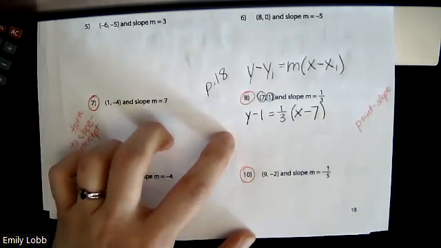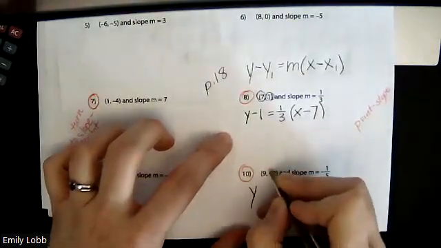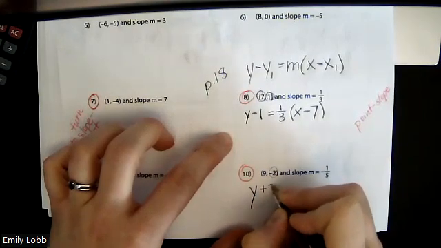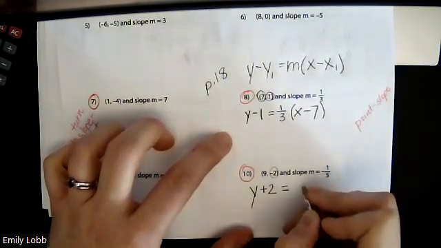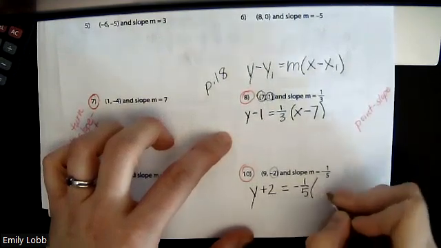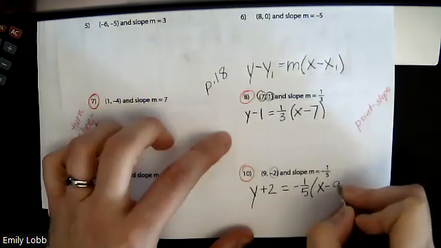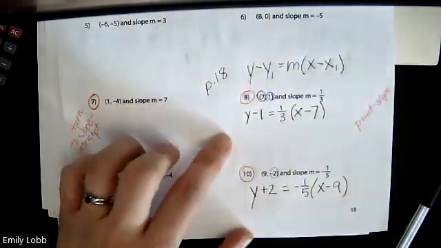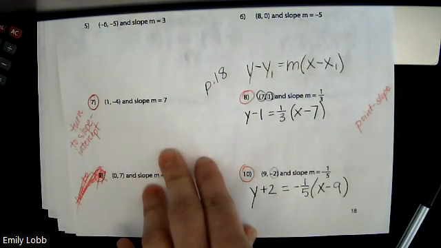So if you want to see that again, like here for number 10, you're going to write y and then the opposite of your y value. Then you're going to write an equal sign. Then you're going to write your slope. Don't forget the sign. Then you're going to open parenthesis x and the opposite of your x value. That's all you're doing for number 17 and 18. Go sit down. We're like literally going over these right now. I'm trying to help you so you can fix any mistakes.